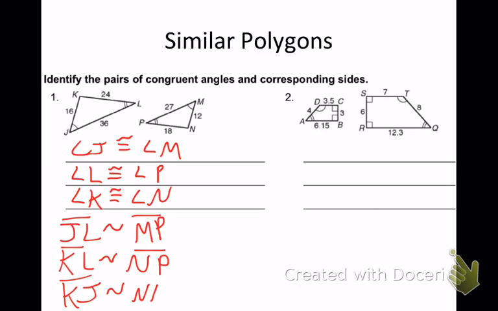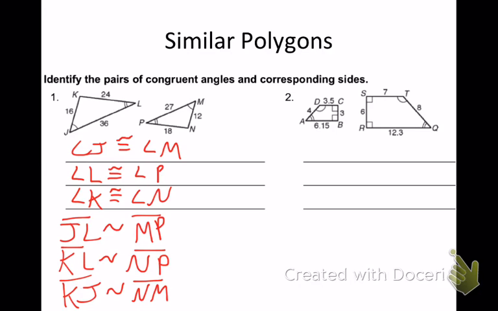NM. Nice job. Shh, quiet. NM. Again, use the congruency symbols to mark the congruencies, then use them to help you find the side lengths that are similar. All right? Take a couple seconds, try number 2 on your own now. Match up the congruent angles and the corresponding sides. All right, let's walk through number 2 here.